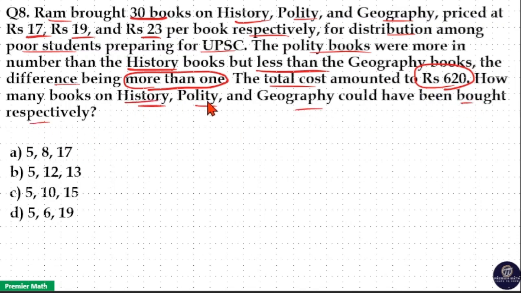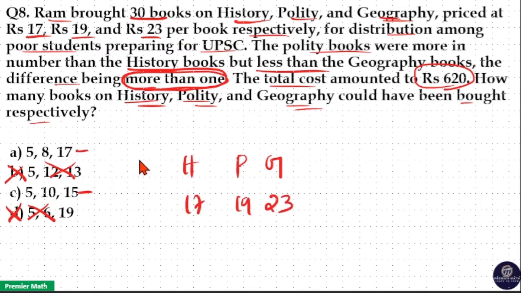Here we need to find out number of books on history, polity and geography. And question clearly says difference between number of books is more than 1. If it is more than 1, if you look at these options, option B and option D are eliminated because difference between 12 and 13 is not more than 1 and difference between 5 and 6 is not more than 1. So only option A and C are remaining. Now here cost of history, polity and geography are 17 rupees, 19 rupees and 23 rupees.